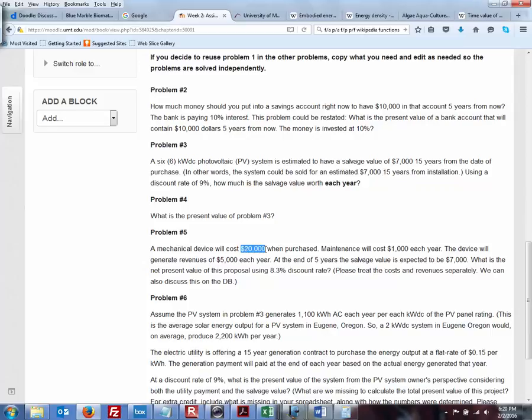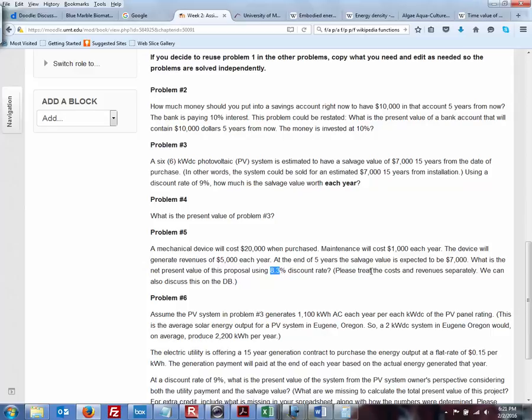$20,000 when purchased, that's the present value. Maintenance, that's basically your annuity. You're going to spend $1,000 a year. The device will generate revenues, so this is sort of your negative annuity. That's how much you're losing. The 5,000 is how much you're getting. So you might just run them as 2 separate problems and add them together. In the 5 years, again, there's your future value. There's your I or your R.